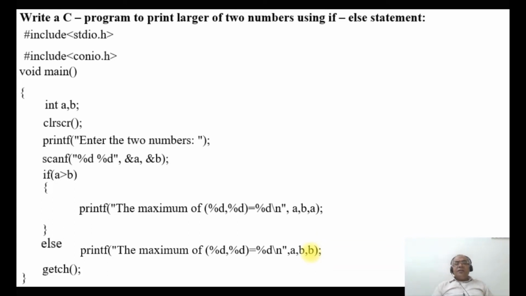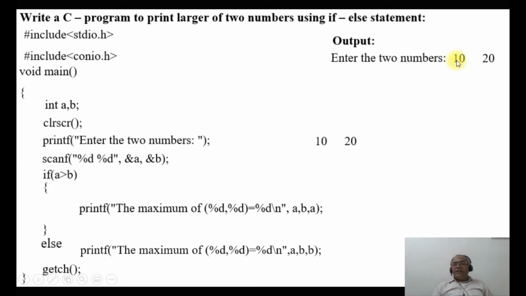Now we will see how the output works. Enter the two numbers. We take 10 comma 20. The first number we entered is 10 and the second number is 20. So automatically A is taken as 10 and B is taken as 20. Then it checks the condition: is 10 greater than 20? The condition is false.